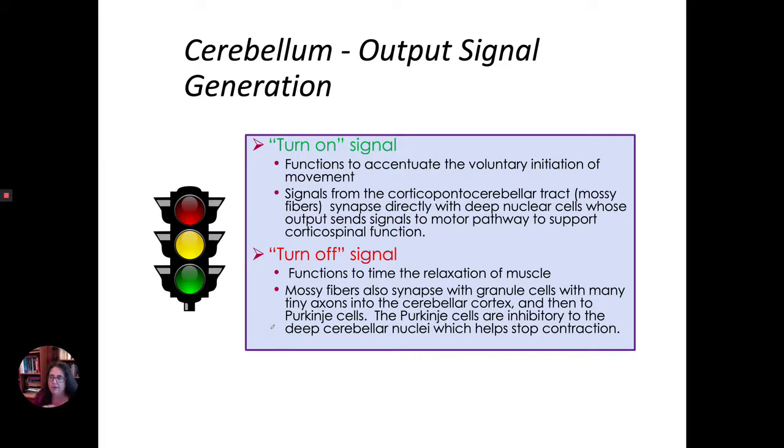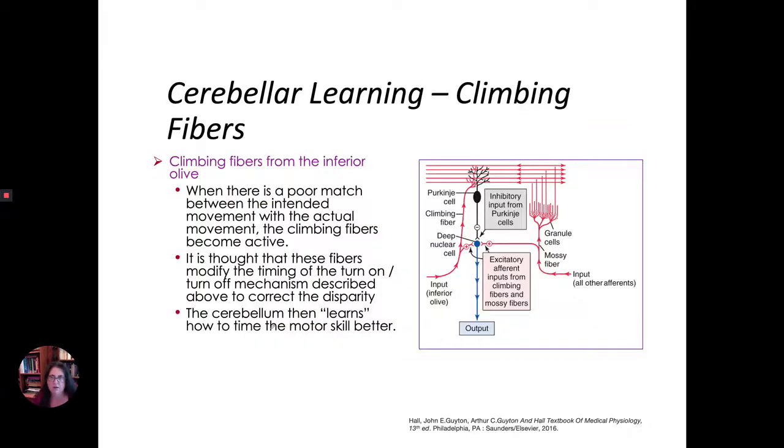Now, what about the pace of that turn on, turn off signal? That's the job of the climbing fibers. Okay, here's the turn on this way, turn off going around the long, slower way to turn it back off again. Now, the timing of this turn off is going to be modified by the climbing fibers. So here's the interesting thing. If there is a poor match between what your intended movement was and what the actual movement was, the climbing fibers are the most active.